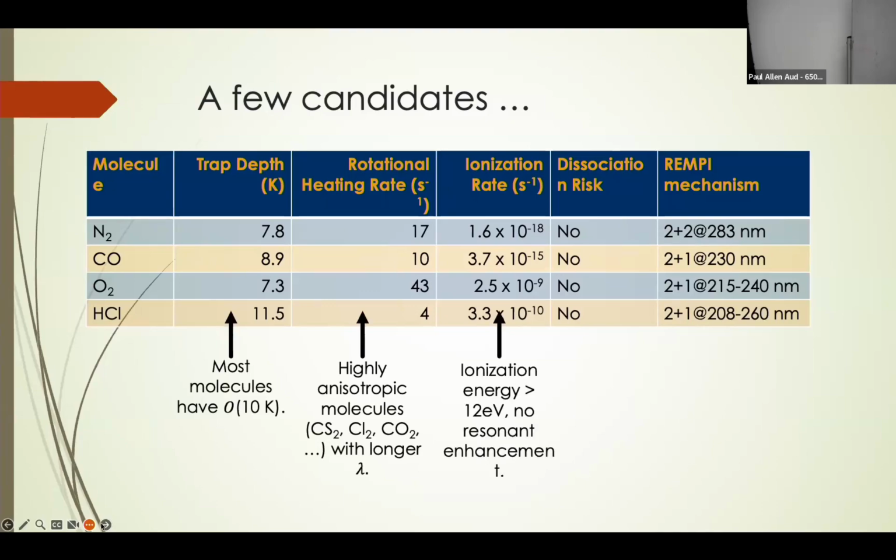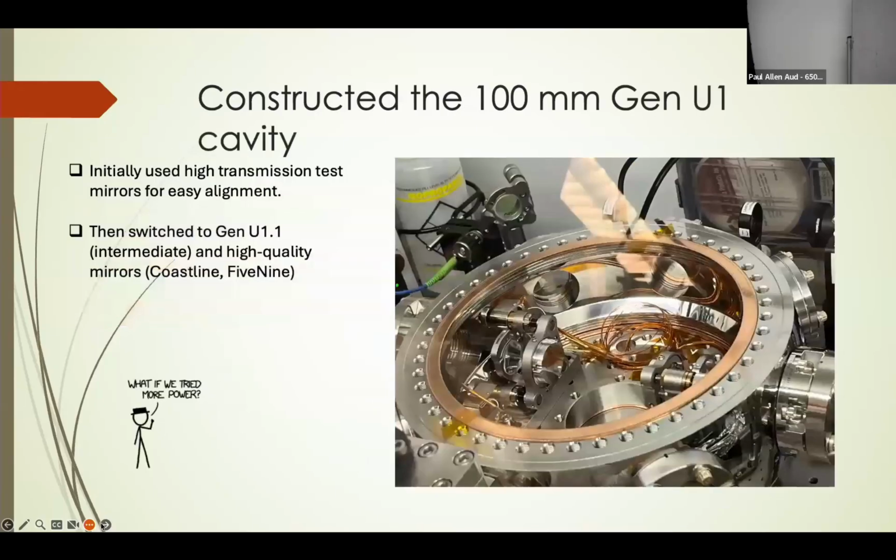These values are fairly typical. So most molecules have a trap depth of the order of 10 Kelvin. For the rotational heating rate, isotropic molecules have a very low rotational heating rate. Highly anisotropic molecules have a large one. And for those, it might be necessary to go to a longer wavelength to get this rotational heating rate to come down. Okay. And we built our first cavity, and we thought it would just work.